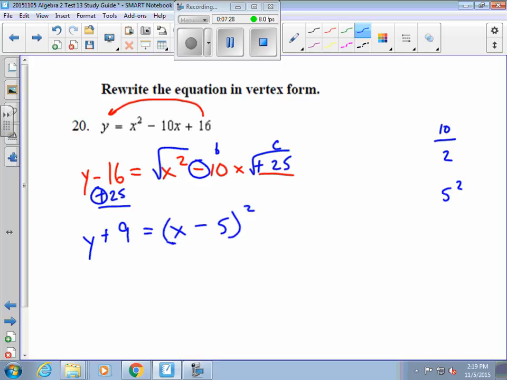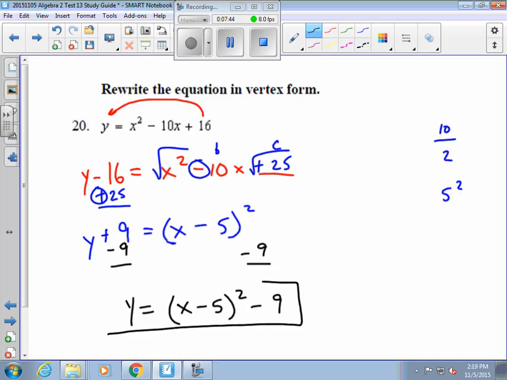We're almost to vertex form. Remember, vertex form is just y equals what's on the right side. So get y by itself by subtracting 9. If you subtract on the left, subtract on the right. Remember, y is equal to x minus 5 squared minus 9. You can't combine it with negative 5 since it's inside of the parentheses.